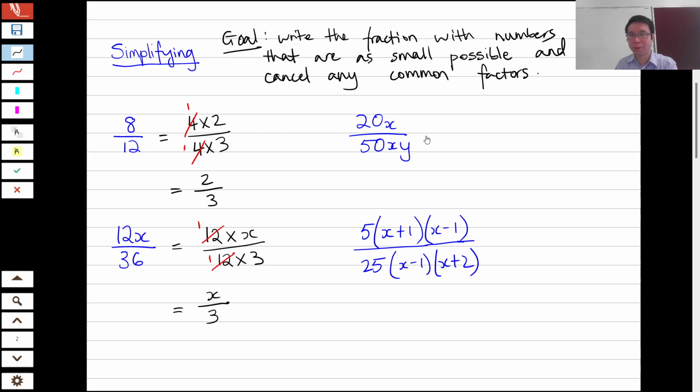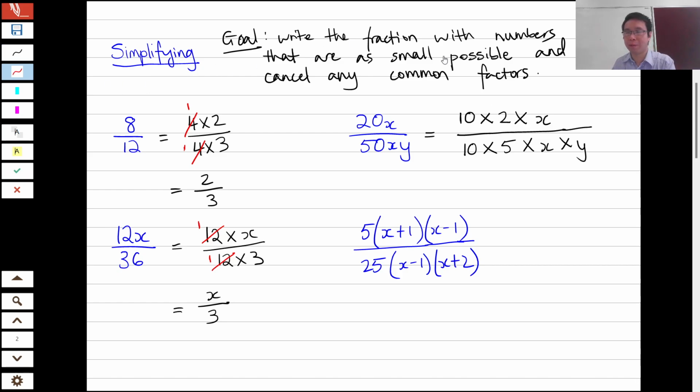All right, let's do the third example. Here, 20 doesn't actually go into 50, so I'm not going to be able to cancel 20. I am, however, going to be able to cancel 10 because 10 is a common factor to both 20 and 50. So I'm going to break 20 into 10 times 2. And because I've got 20x, I'm going to multiply by x at the end as well. On the bottom, I'm going to break 50 into 10 times 5. And I've multiplied by x and by y.